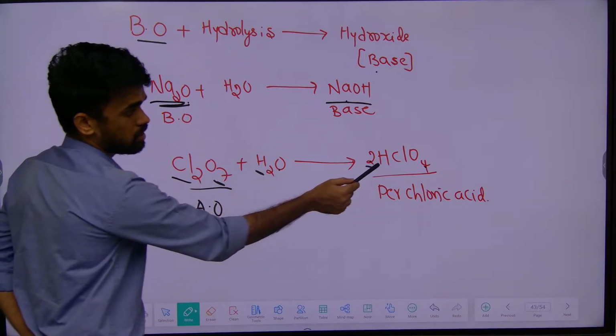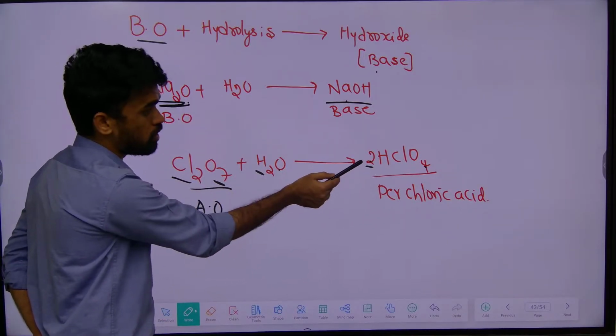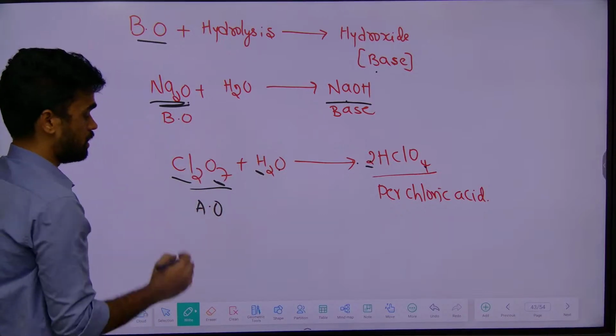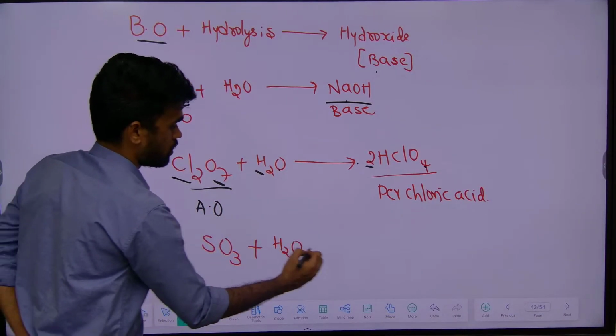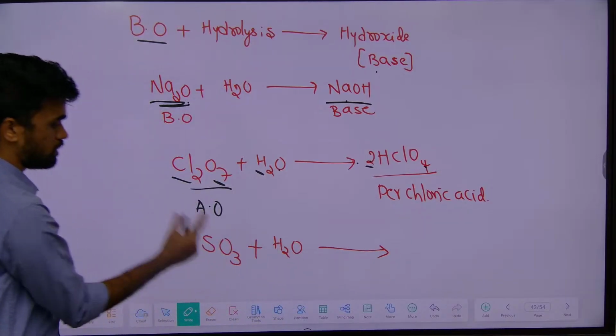2 hydrogens for one molecule; 1 hydrogen, 2 molecules, 2 hydrogens. Okay, done. Next, you tell me for SO3. Just add this molecule to this. That's it.